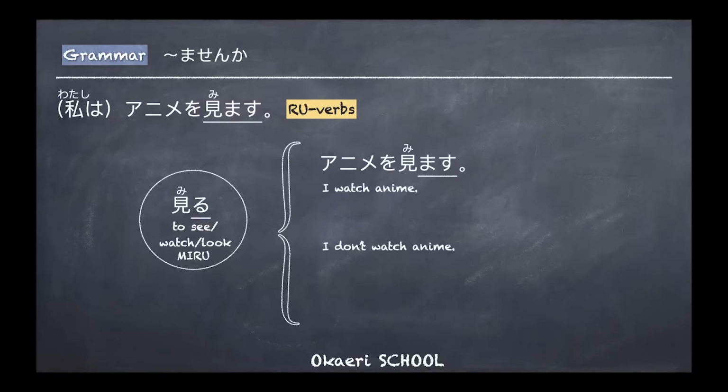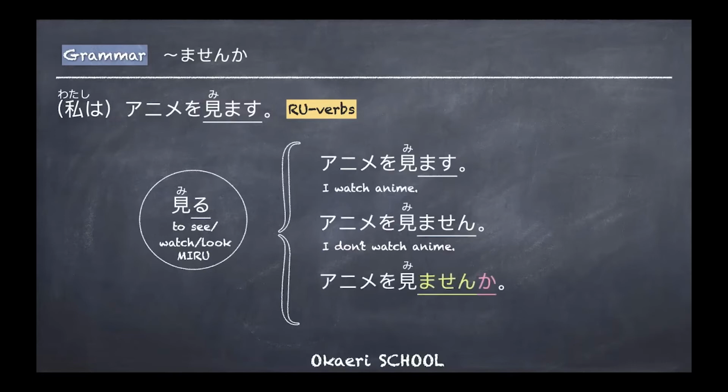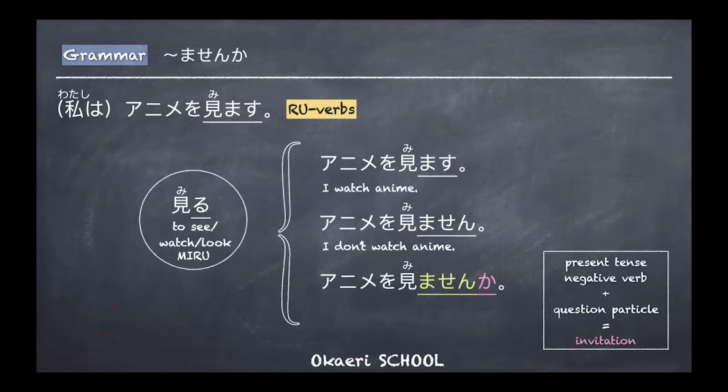How about negative? I don't watch anime. We just looked at the table, so I hope you remember. 見ます. How do we say negative? 見ません. Good. And here, today, 見ません plus か. What did I do here? Present tense negative verb, 見ません, plus question particle か equals invitation. Well, logically, when you say か at the end, would it be like, don't I watch anime or don't you watch anime in translation? Well, magic happens here.